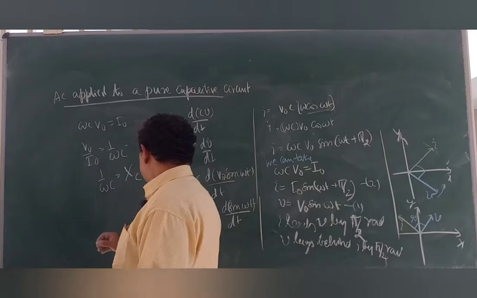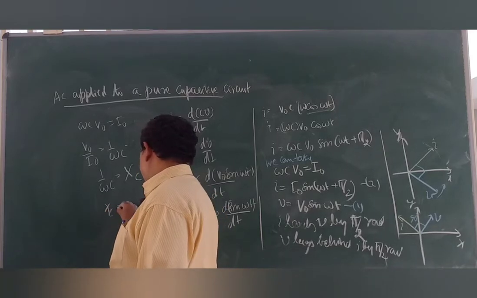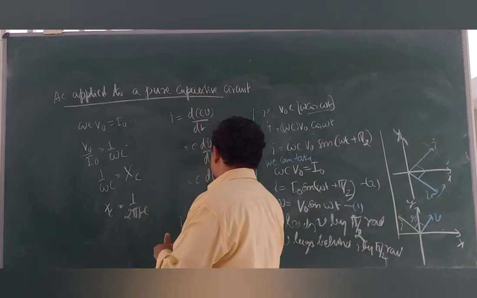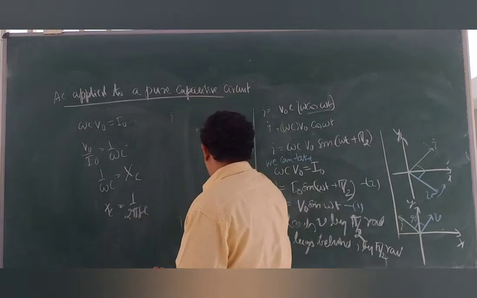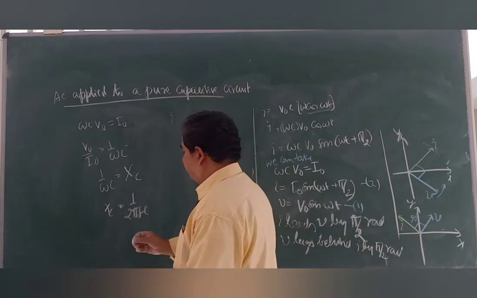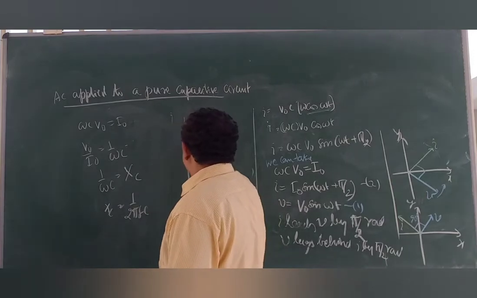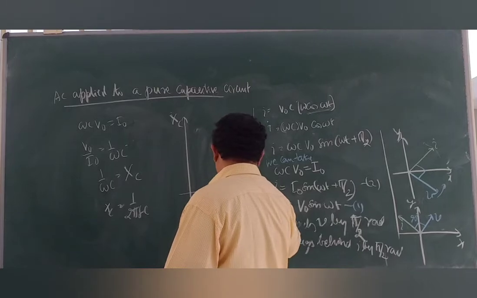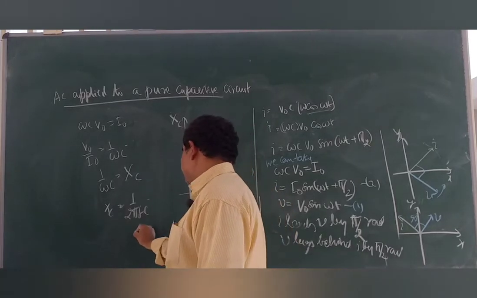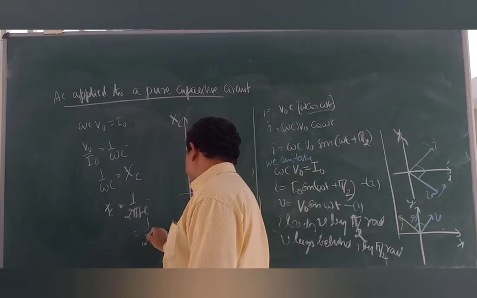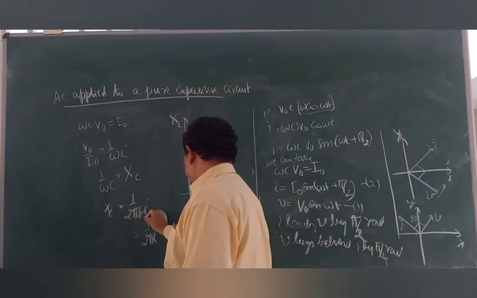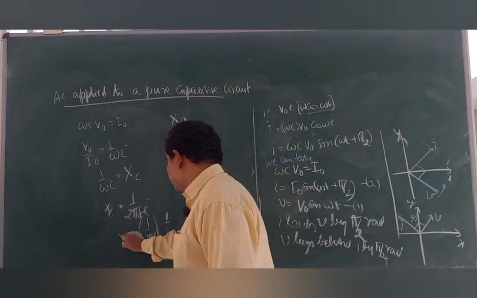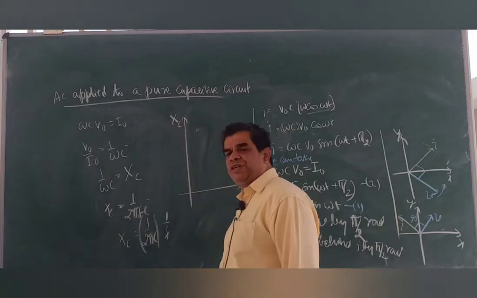Therefore, Xc in terms of frequency, if you write 1 by 2 pi F C, we can write a graph again for this. Say I take Xc on the y axis, F on the x axis. As we can see here, 1 by 2 pi C into F, we can write 1 by F. So Xc is inversely proportional to F.